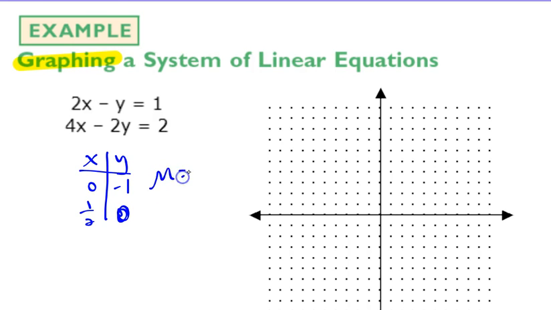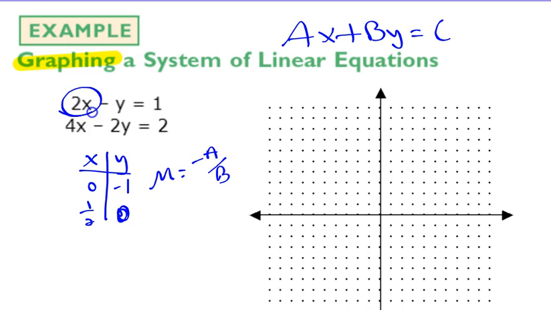So there's a definition. If I give you an equation in ax plus by equals c form, which is standard form, the slope is defined as -a over b. So basically it's the opposite of the a term divided by the b term. In this case, the slope would be the opposite of 2 over the -1, or basically 2.